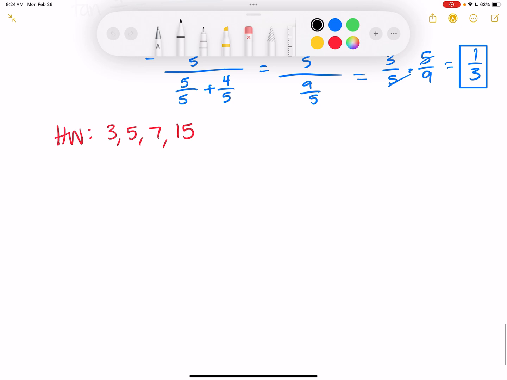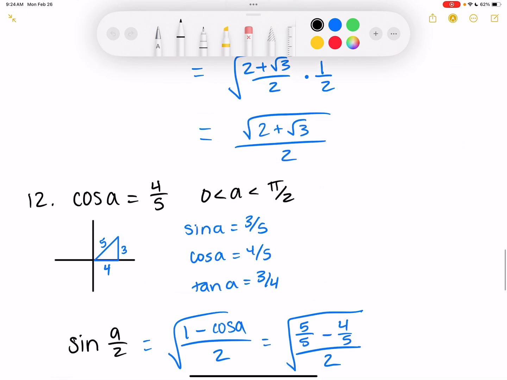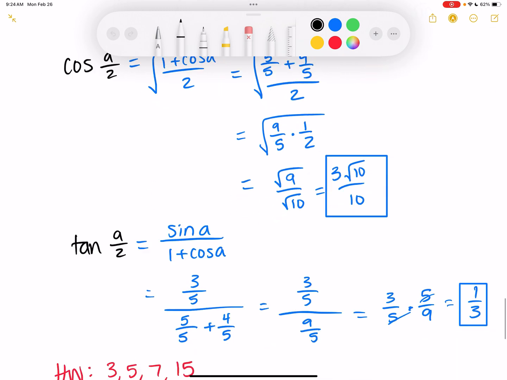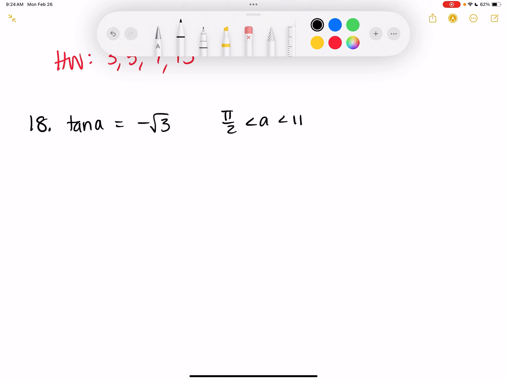All right, so just like the ones that we did on Friday for the half angles, we have double angle problems that look similar. Number 18: tangent of A is equal to negative square root of 3, and A is between pi over 2 and pi. We're finding sine of 2A, cosine of 2A, and tangent of 2A.